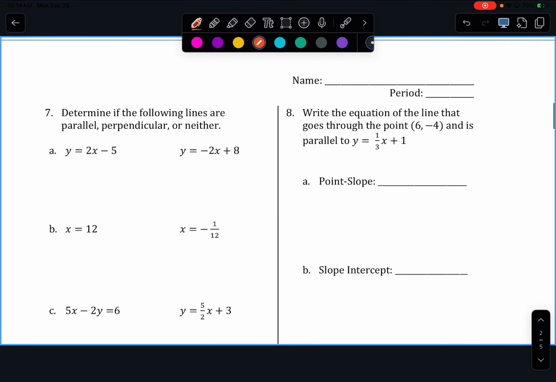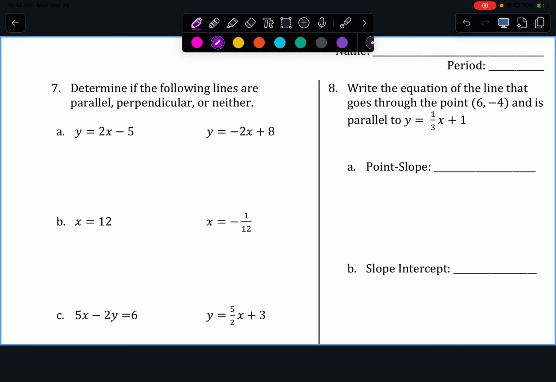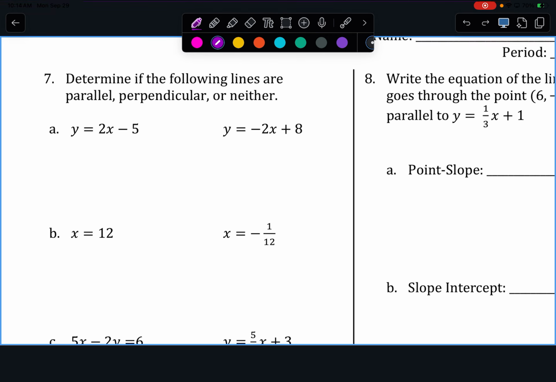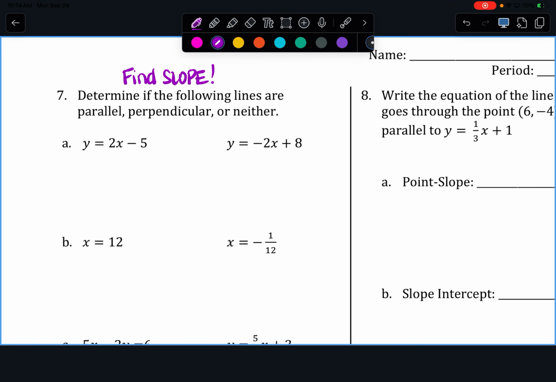All right, now we can go practice, which we did a bunch of these throughout the unit. So determine if the following lines are parallel, perpendicular, or neither. Please don't just write yes or no. This is not a yes/no question. You're determining parallel, perpendicular, or neither. Obviously we need to find their slopes. So I'm just going to write that. Find slope. If it's in y equals mx plus b form, awesome, then you're good to go.